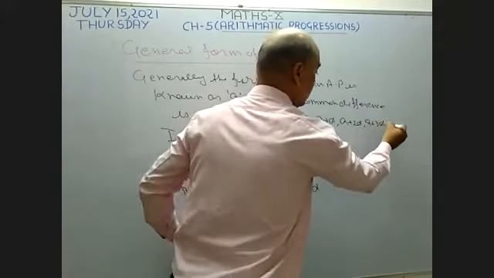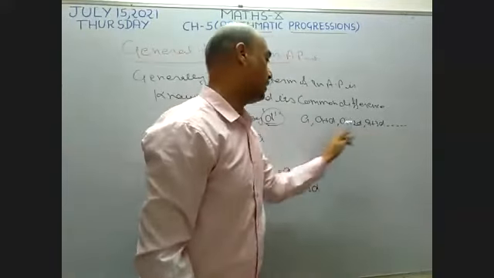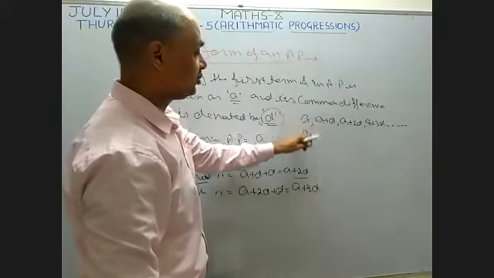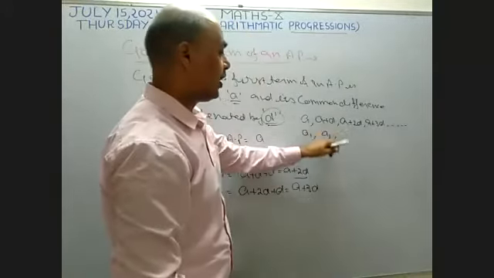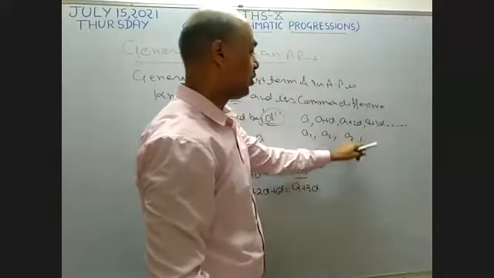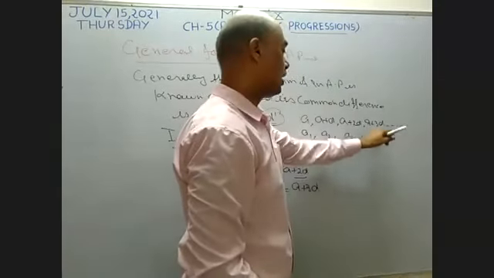A plus 3, and so this is the general term of an AP. This is going to be represented by A1. A1 means the first term of an AP. This is A2. A2 means the second term of an AP. This is known as A3. A3 means the third term of an AP. And in the same way, this is the fourth term of an AP.